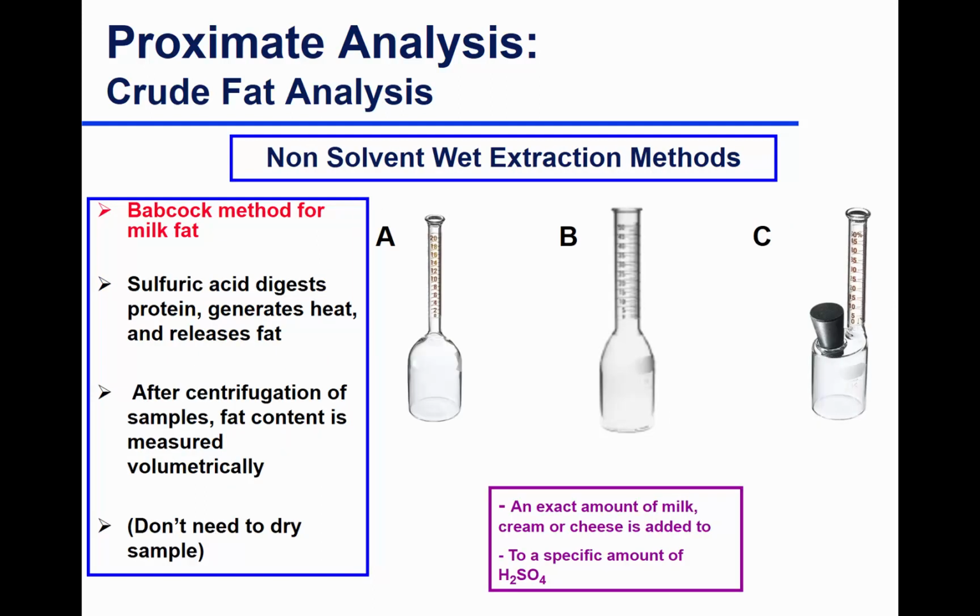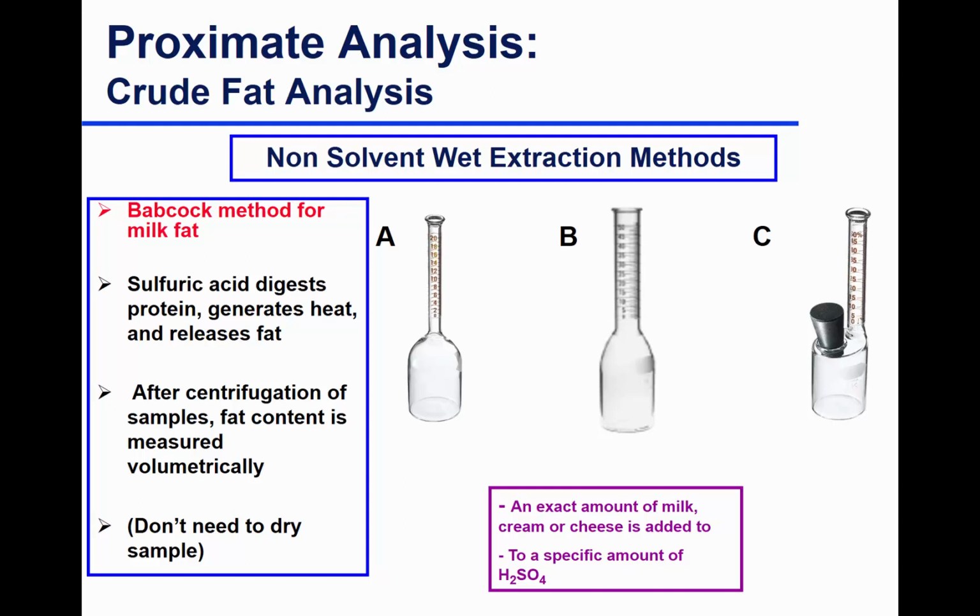Last type of wet extraction, it is non-solvent wet extraction. So here you do not use organic solvent. This is a very common method for dairy products. So Babcock is an official method of analysis for milk, cream, and cheese. So this is how the bottle looks for milk. This is for cream, it's a little wider. And for cheese, you have a stopper because you cannot put the cheese from the top. You want to put it directly in that compartment. So this is how you differentiate them.